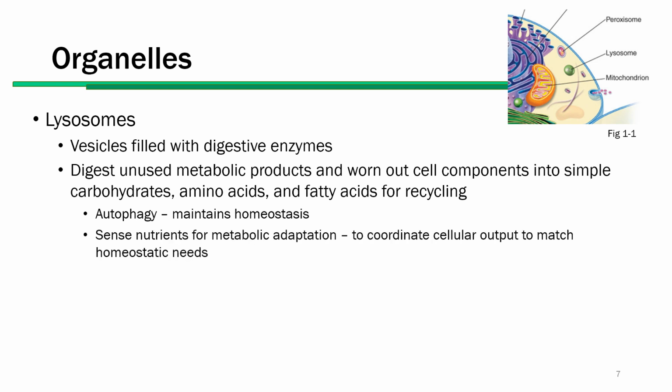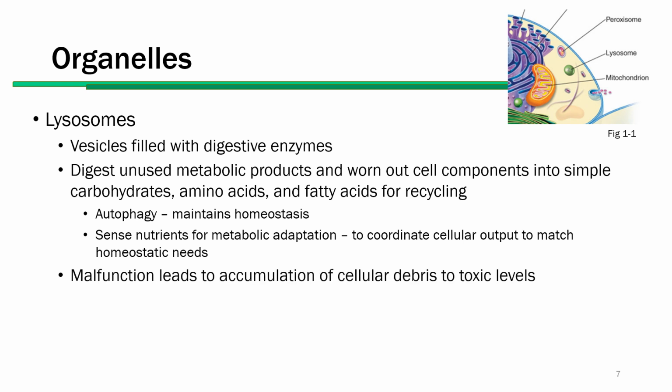They sense nutrients for metabolic adaptation. Sensing those nutrients allows the cell to coordinate the cellular output to match what the body needs homeostatically. So it's a very dynamic system where what is provided depends on what is needed, and it requires a lot of sensing and interacting. Any malfunction in that can lead to an accumulation of cellular debris to toxic levels.